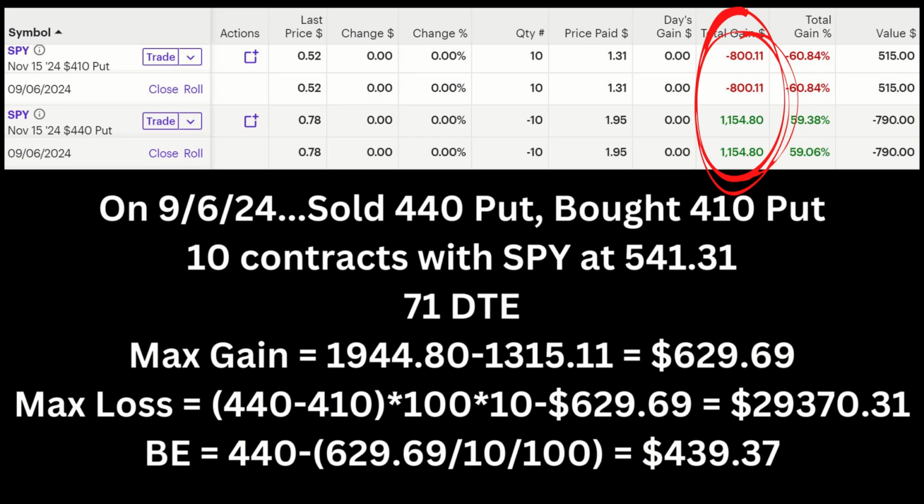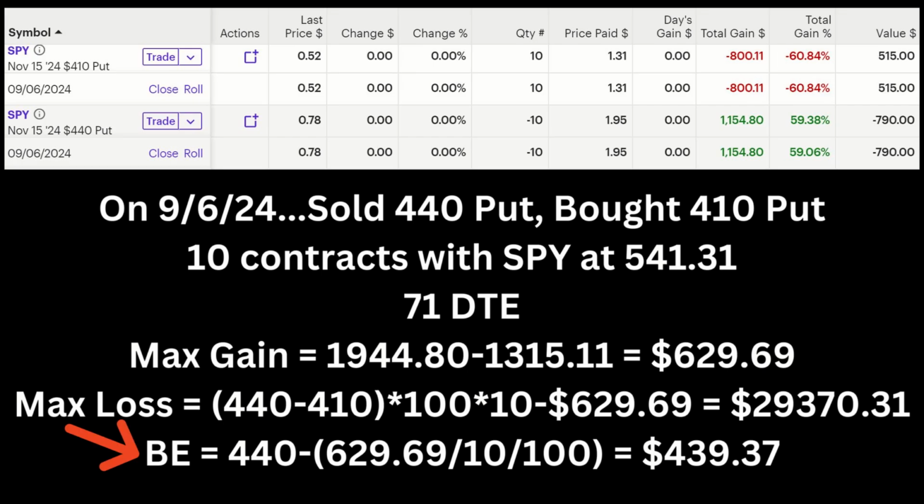But just to look at these other numbers really quick, we did have a max loss when we opened this trade of almost $30,000 because the width between those two strike prices is pretty significant, right? 440 all the way down to 410. That's 30 points. 30 points times 100 times 10 contracts minus the 629.69 that I received when I sold this gives me a max loss of almost $30,000, $29,370.31.